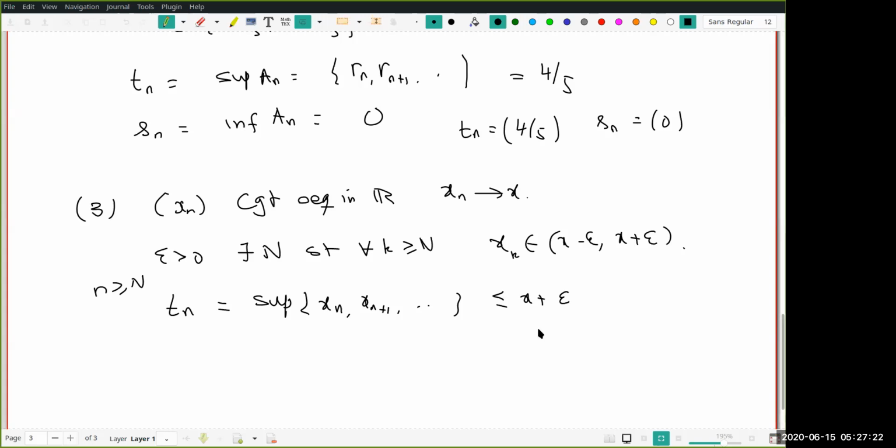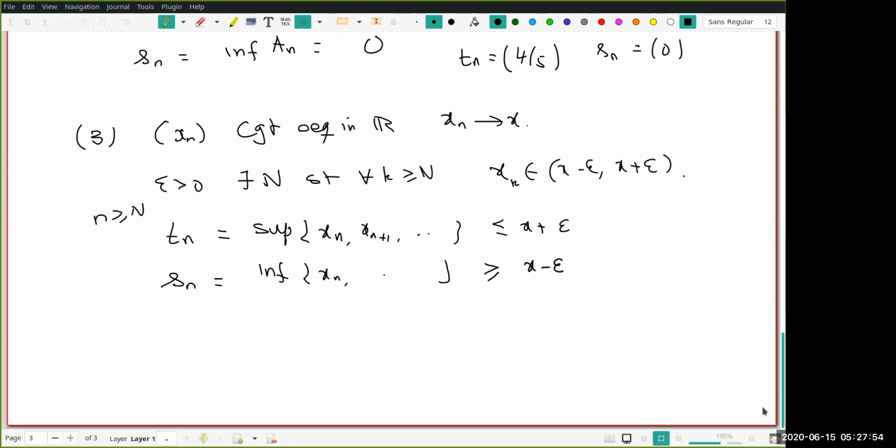Similarly, we have Sn, which is equal to the infimum of xn, etc. Each of the xn lies in this interval if n is greater than or equal to capital N. Therefore, xn is greater than x minus epsilon. Therefore, x minus epsilon is a lower bound for the xn, and Sn is the infimum, the greatest lower bound, so this must be greater than or equal to x minus epsilon.